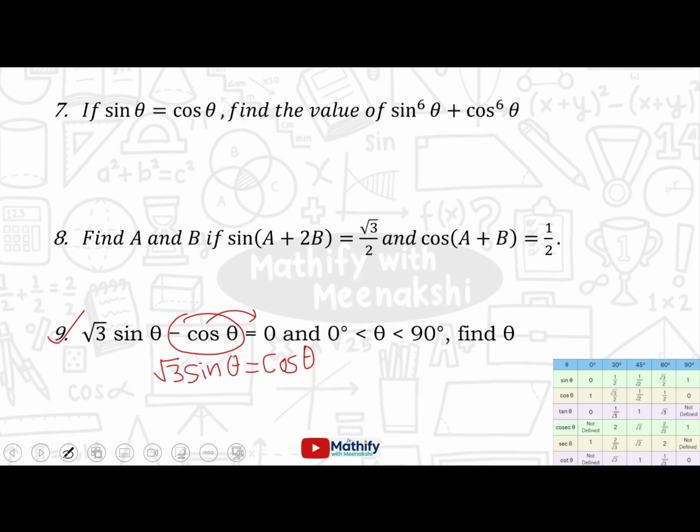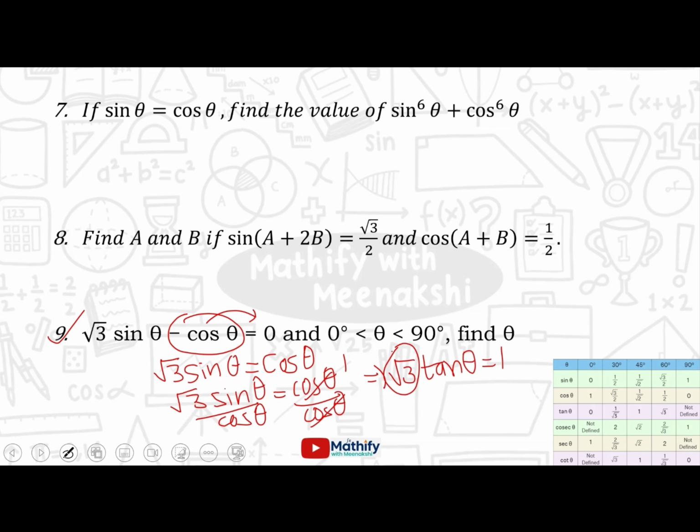Now just simply divide this whole equation by cos theta. What you will get? Root 3 sine theta by cos theta is equal to cos theta by cos theta. Why we are doing that? Because we know that this becomes 1 and here it's tan theta. So we can write root 3 tan theta is equal to 1. Now just transpose root 3 to that side. It becomes tan theta is 1 by root 3.